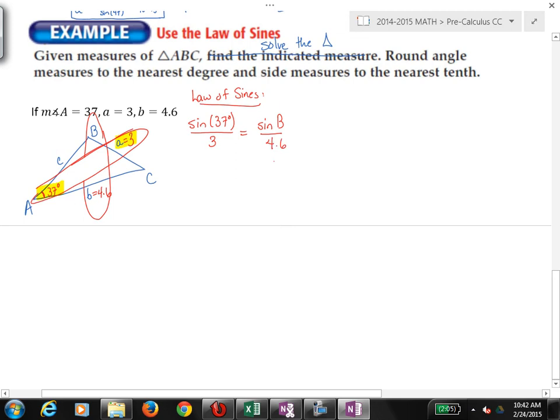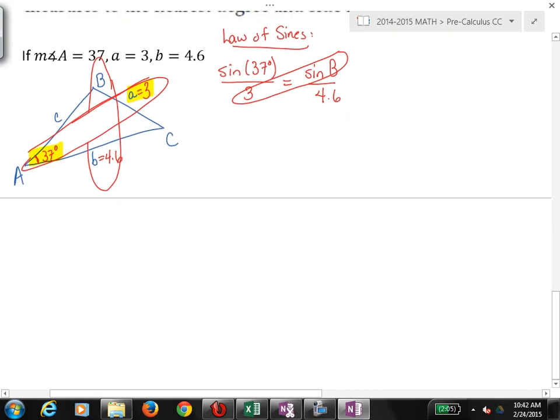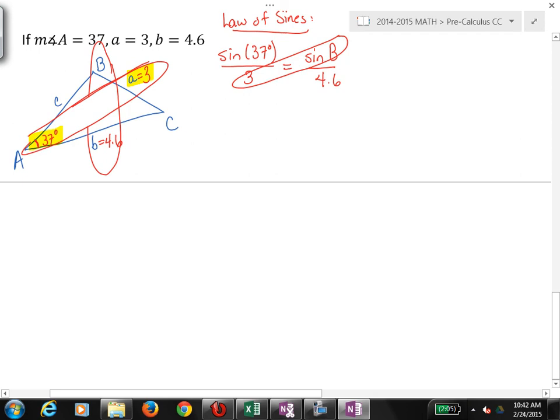Now, same thing as before, we cross multiply. Again, I usually like to cross multiply with the variable here first. And the variable for B, or you can use any variable. You can use X, you can use theta. I chose B because it was angle B right here. All right, so I cross multiply. We have 3 times sine of angle B is equal to, and then I cross multiply this way, I get 4.6 times sine of 37 degrees.